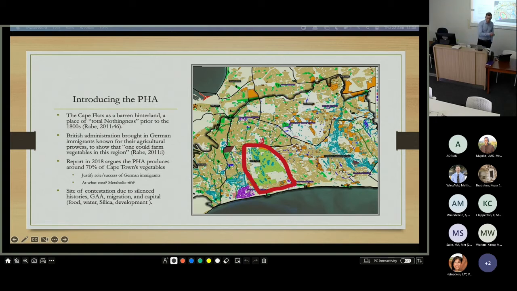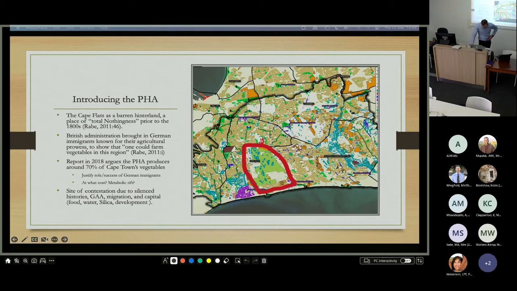Then I'm going to jump forward from the mid-1850s to 2018. This area is still a site of contestation and a site of much value. There's an argument that 70% of Cape Town's vegetables are grown in the PHA, which is probably shocking to most of us. Some of our students have been there. It's interesting to reflect upon: do we know that as people living in Cape Town? And if we do not know that, why? And what implications does that have for groups operating in the PHA as well?